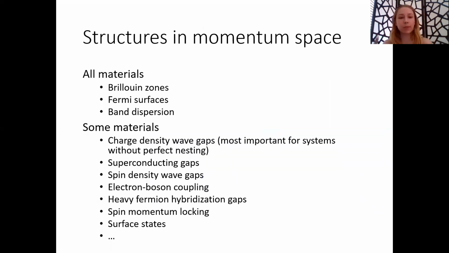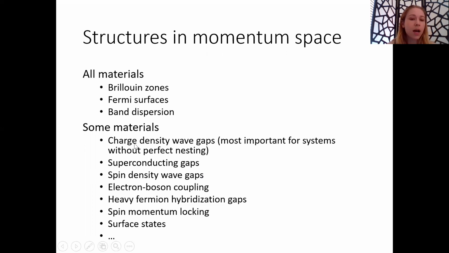Okay, so in momentum space, there are some phenomena that all materials have and some phenomena that some materials have. All materials have Brillouin zones, all metals have Fermi surfaces, and all materials have band dispersions. Beyond that, there are phenomena that are material specific that can also be measured by ARPES.